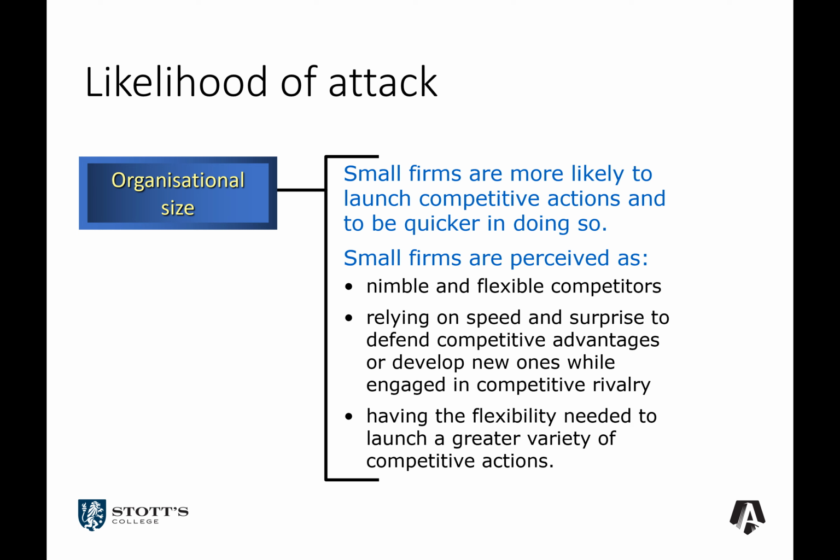Small firms are more likely to launch competitive actions and be quicker at doing them. So size has sort of this curvilinear effect. One set of advantages is there for large firms, and the other set of advantages is there for small firms. So small firms can be nimble and flexible. They can rely on speed and surprise, and they can sometimes enter the market and be at a particular point as a first mover before the large firm has noticed them. And they have greater flexibility needed to launch a variety of competitive actions.